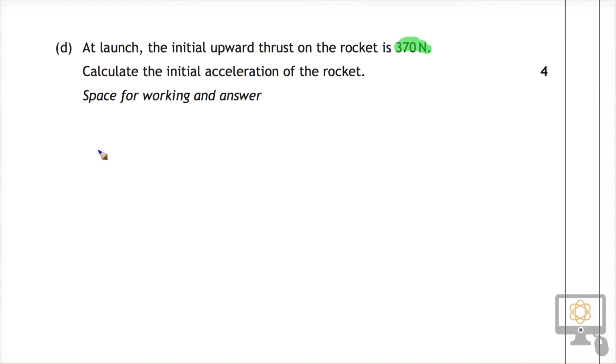So I'm just going to quickly again draw the rocket here. It looks something like that. There are 3 fins, but I'm only going to draw 2. And there's the water shooting downward like that. It says calculate the initial acceleration of the rocket.